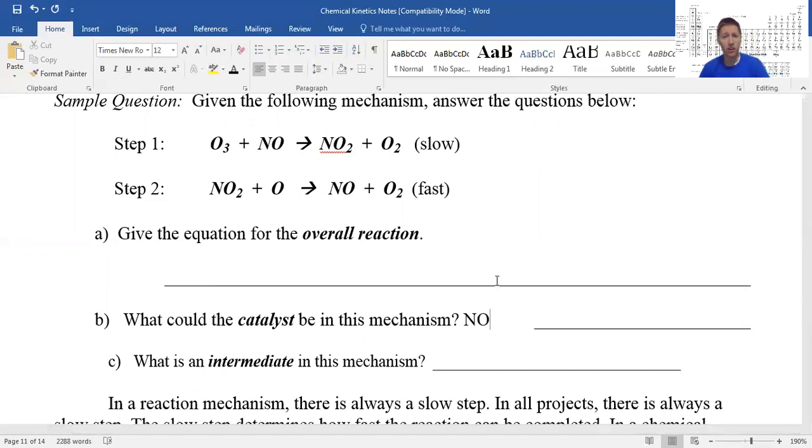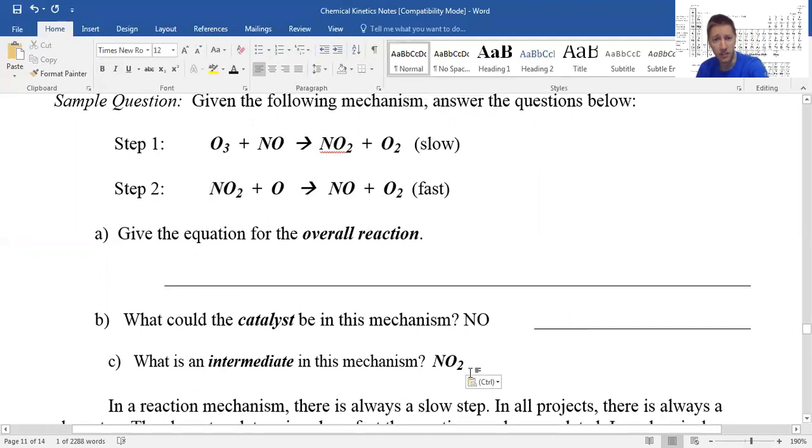He is going to be our catalyst in this reaction mechanism. He's not going to be part of the balanced equation because when we add it up, it cancels out. An intermediate is something we produce and then use. In step 1, we produce NO2, and then we use them again in step 2, which makes this guy the intermediate that we're generating along the way.